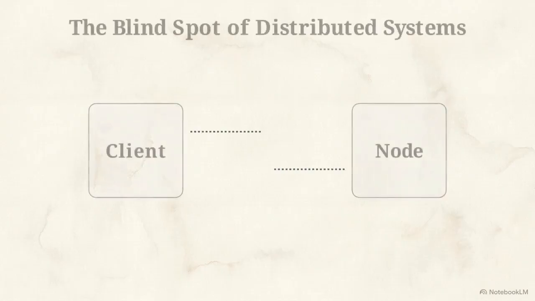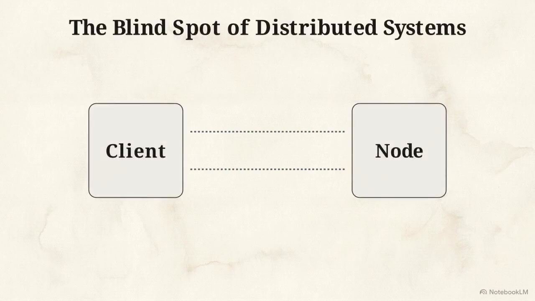This diagram shows the blind spot inherent in network communication. When a client sends a request over the network, three things can go wrong. The initial request is lost, the receiving node crashes mid-process, or the final response is dropped on the way back. To the sender, all three outcomes are identical. It only knows that it has not received a reply.